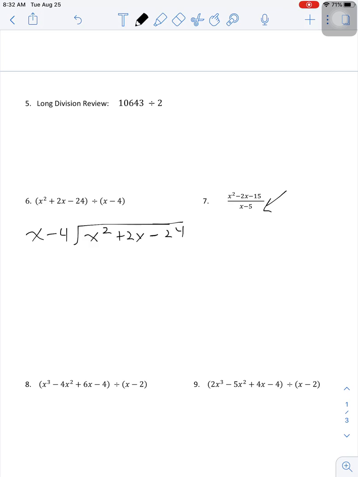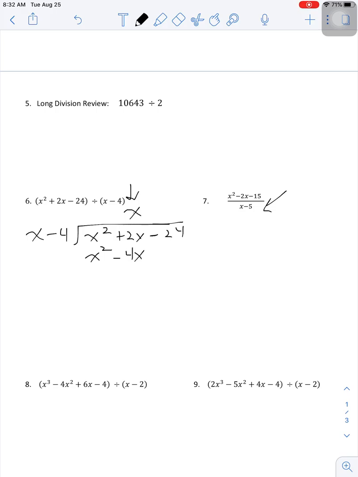All right, so here's how it works. You're going to start one term back. My first thing that I'm going to write is going to be over the 2x. So what times x gives you x squared? Well, that's going to be an x. So x times x gives you x squared, and then x times a negative 4 gives you a negative 4x.